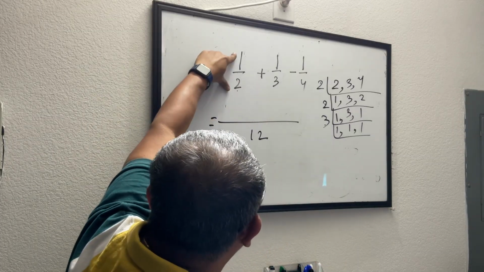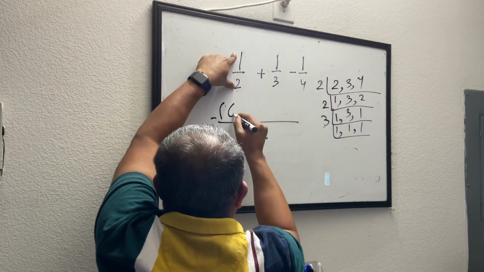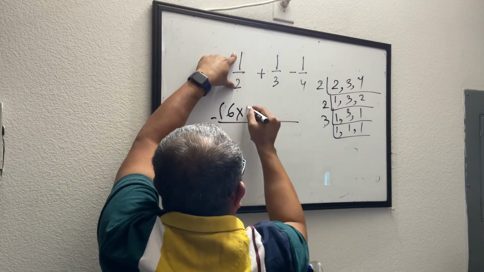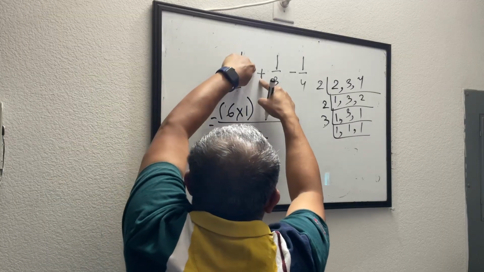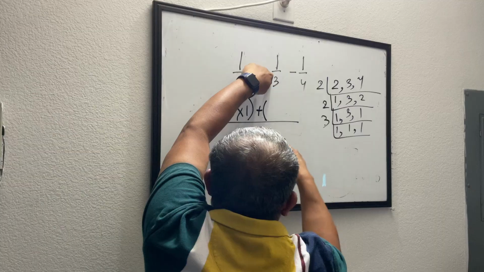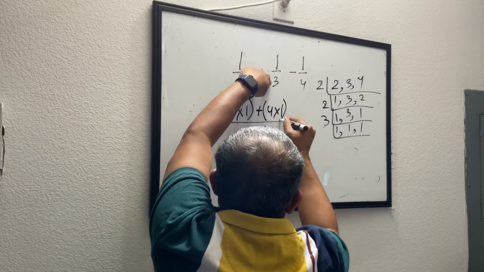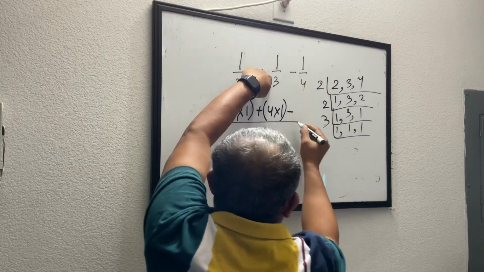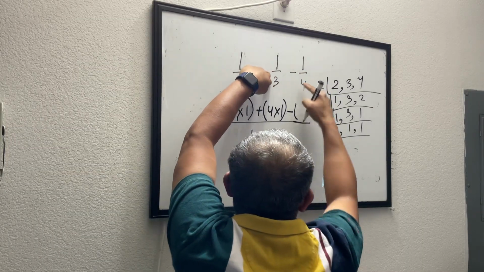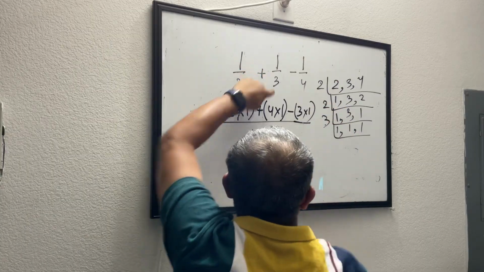Now start with the first number, start with the bracket. How many times of 2 gives me 12? 6. Multiply that with the numerator, which is 1. Close the bracket. Then I have a plus sign, put a plus sign. Start with the bracket. How many times of 3 gives me 12? 4. Multiply that with the numerator, which is 1. And a minus sign and then a bracket. How many times of 4 gives me 12? 3. Multiply that with the numerator, which is 1.